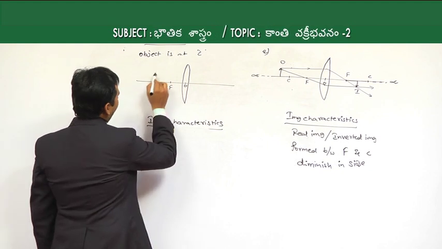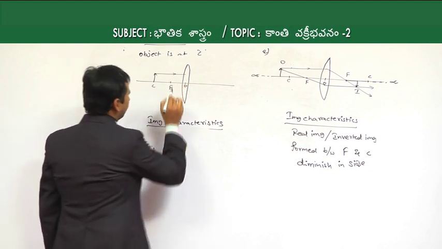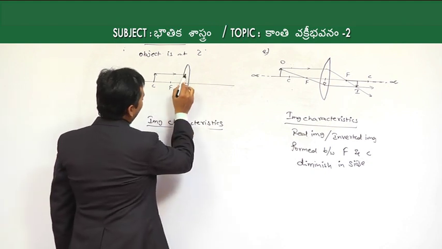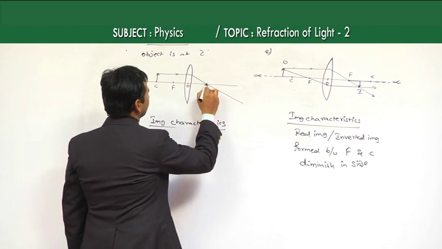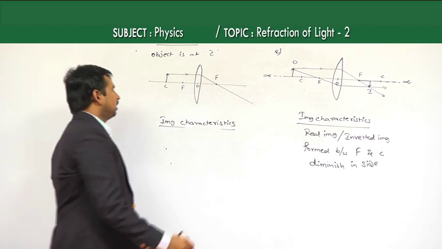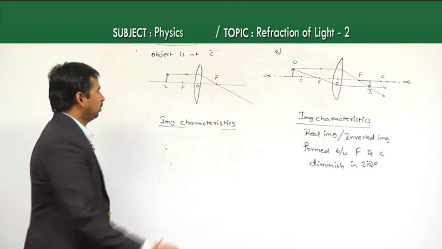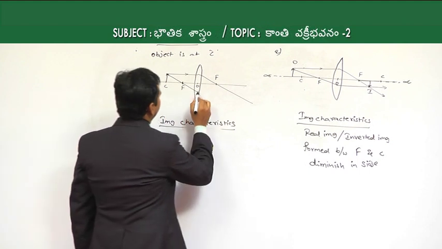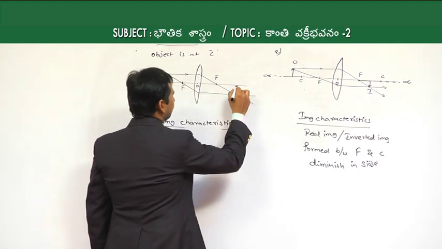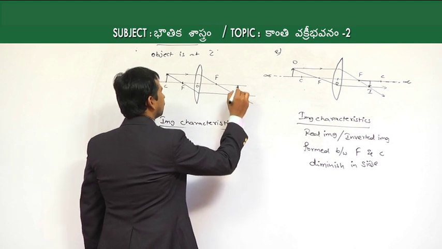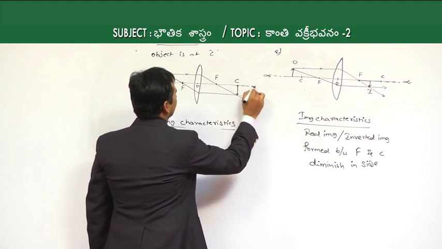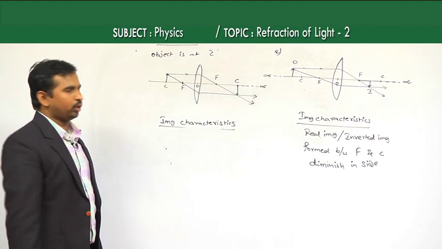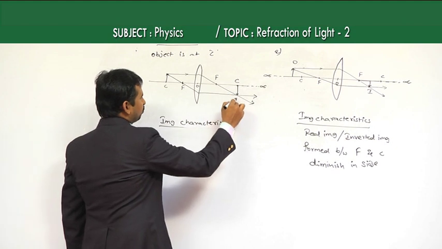Now, we know that after refraction, following rule 1, the first light ray now passes through the principal focus, like this. Another light ray we have to take passing through the focus. Then after refraction, the light ray passes parallel to the principal axis, like this. Now, both the light rays are going to meet at a point, which is our image position.